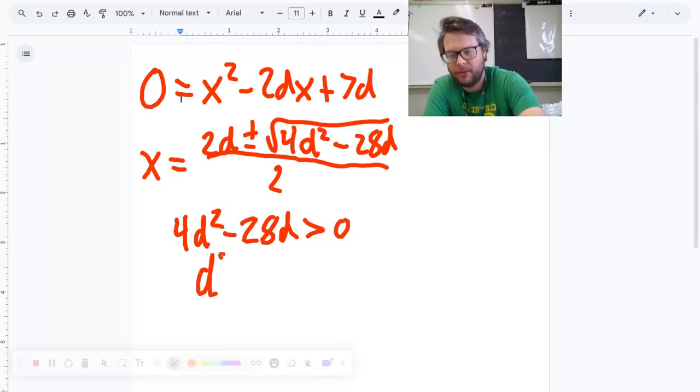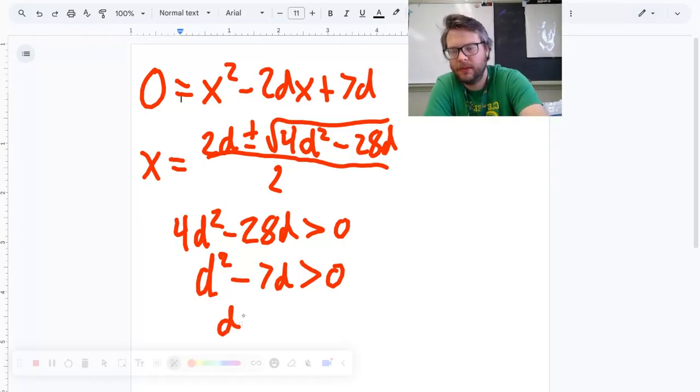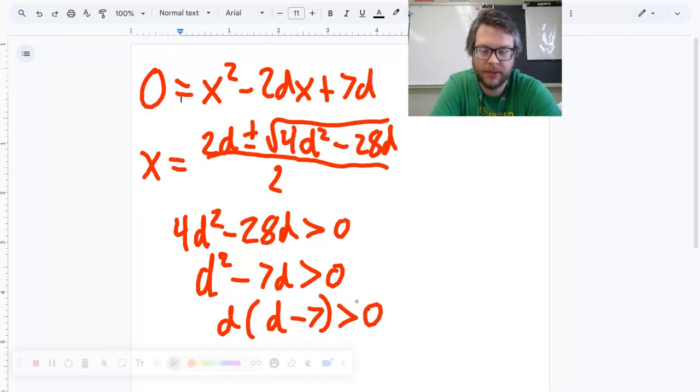That's the same, if I divide by 4, as getting d squared minus 7d is greater than 0. Okay? So how is it possible for d squared minus 7d to be greater than 0? I can factor out a d, and I have d times d minus 7 is greater than 0. Now ask yourself, how is it possible for 2 things to multiply to be greater than 0? In other words, what do you know about your 2 numbers if I tell you that their product is positive? Now you know that there are only 2 possibilities. The only 2 possibilities are both positive numbers or both negative numbers.